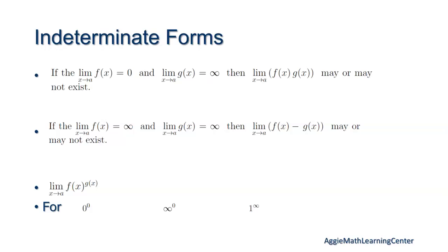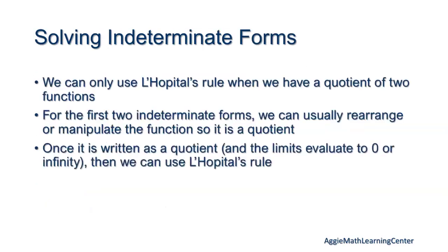One last indeterminate form is the limit as x approaches a of f of x raised to the power of g of x. And so that looks like, okay, if we have 0 raised to the 0, or infinity raised to the 0, or 1 raised to the infinity, we do have to use some manipulation to figure these guys out. So we can use L'Hopital's rule, remember, only when we have a quotient of two functions. For those first two indeterminate forms, we can usually rearrange those functions so that it becomes a quotient. And then once it is written as a quotient, we can use L'Hopital's rule to evaluate the limit.